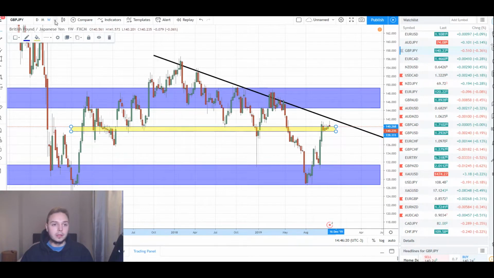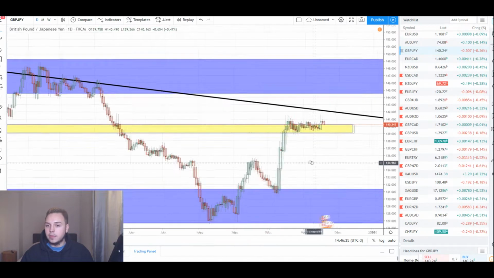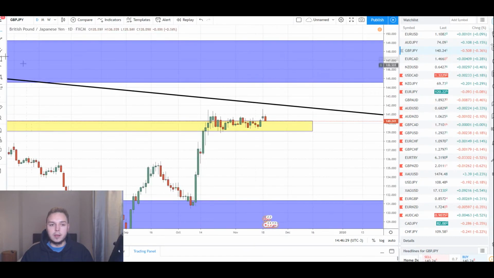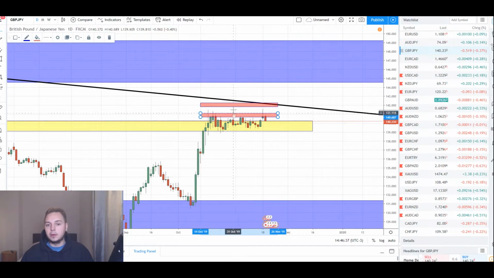So what else do we see? We need a daily chart. Right, on the daily chart we see that the market is currently consolidating in these two areas. Consolidating in this area, let's make it red. There we go. It's also consolidating in this area.